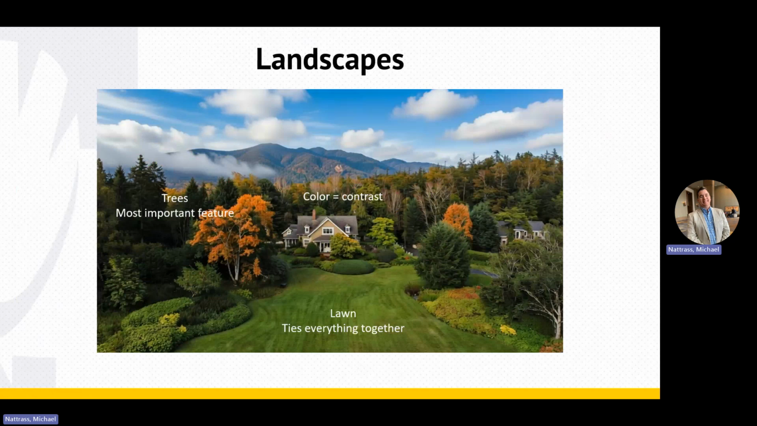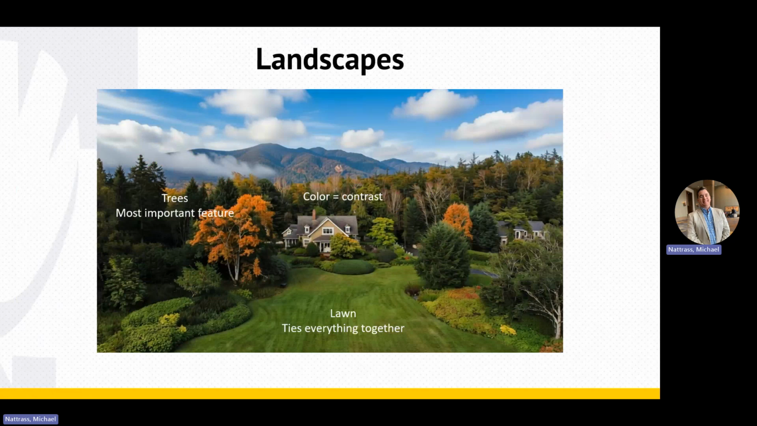When we're looking at a landscape overall, in general, a landscape is composed of the trees and the shrubs, and we're going to have a lawn. What's important is the color, because that's going to give us the contrast. Trees are the most important feature of this, in that they give this sort of breaking up of the background, and your eyes are going to be drawn to those, and then everything underneath is going to flow with that. And so your yard or the lawn area is what's going to tie everything together.